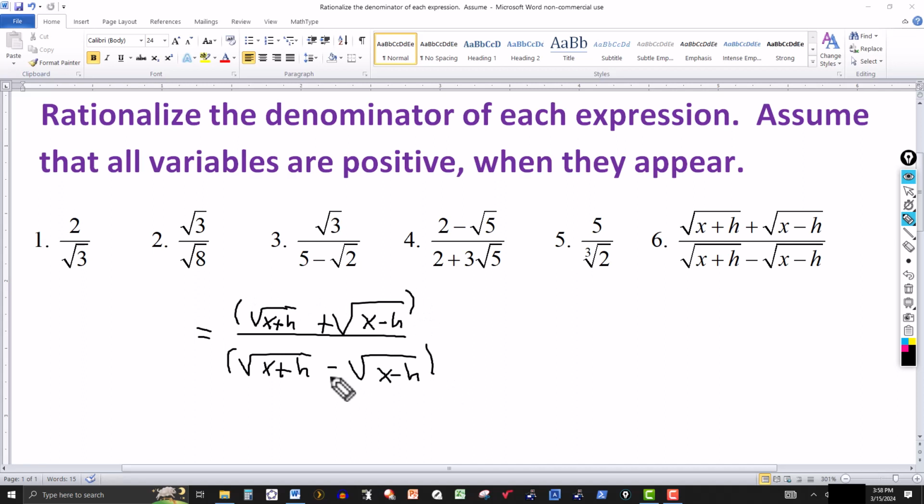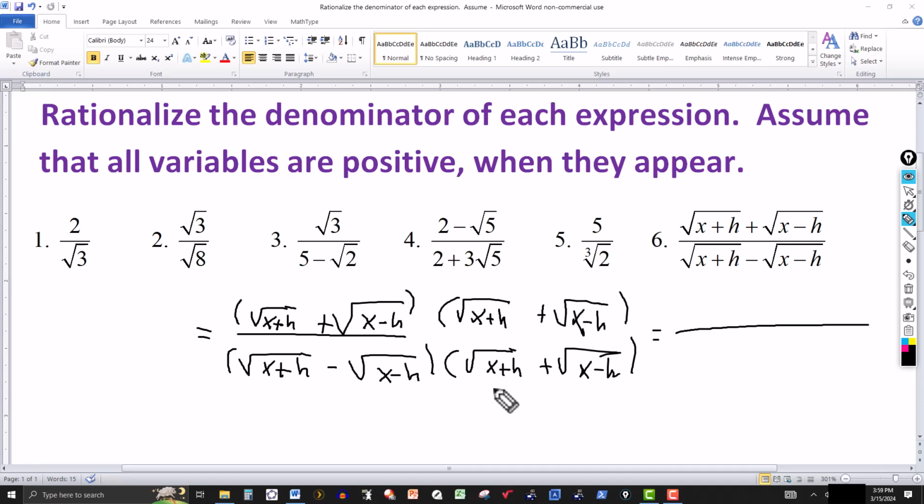So this is going to be the sum. This is the difference here. Let's make it a sum. So it's the square root of x plus h, and then it's going to be a plus here, the opposite of what we have here, plus the square root of x minus h. Multiply the numerator by the same thing, square root of x plus h plus the square root of x minus h. The denominator is fairly easy.